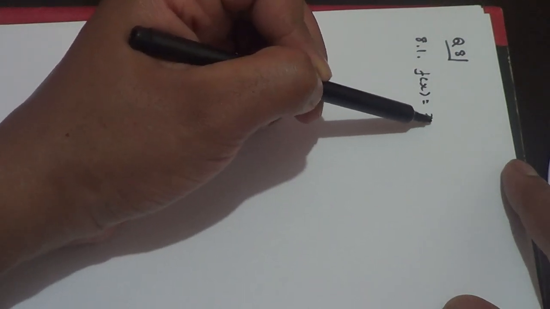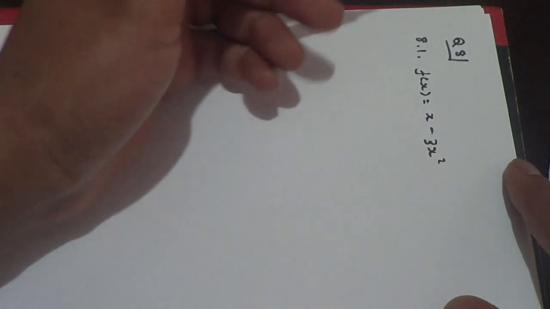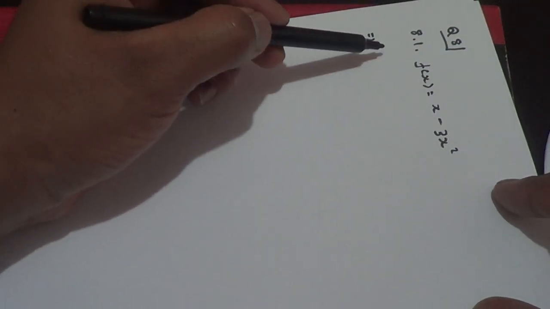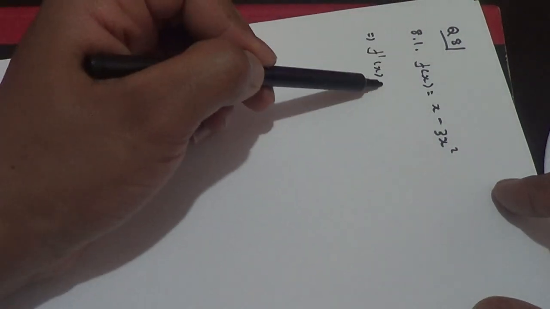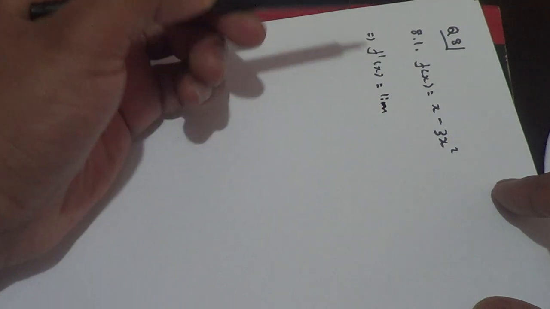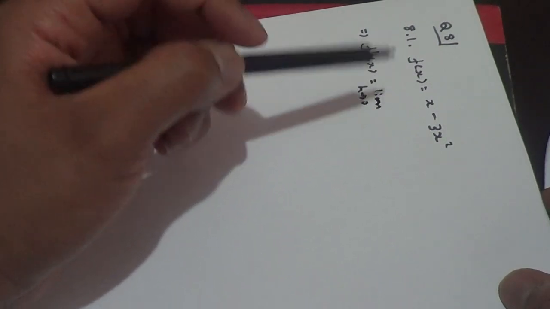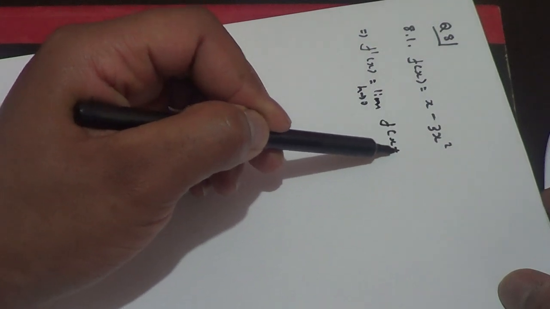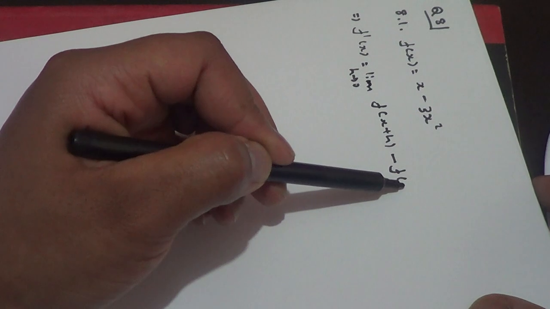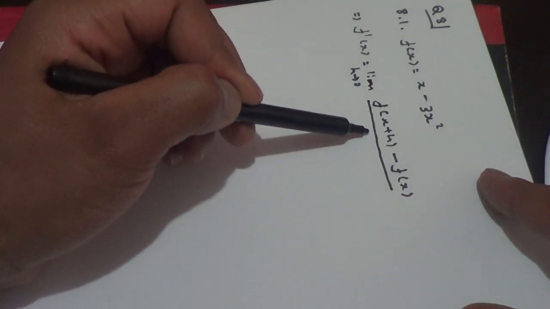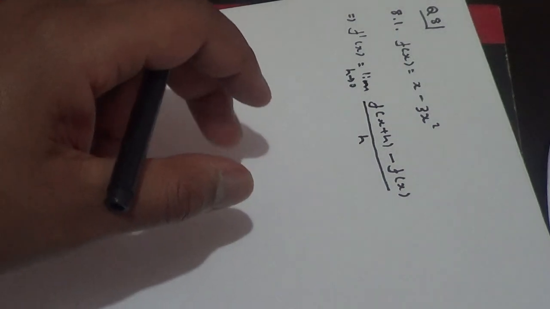Question 8. So 8.1, we are given f of x is equal to x minus 3x squared, and we are to do this from first principles. This implies that f prime of x is going to be equal to the limit, so always write this as h tends to 0, right? Of what? This is going to be of f of x plus h minus f of x, all of that divided by h, right?